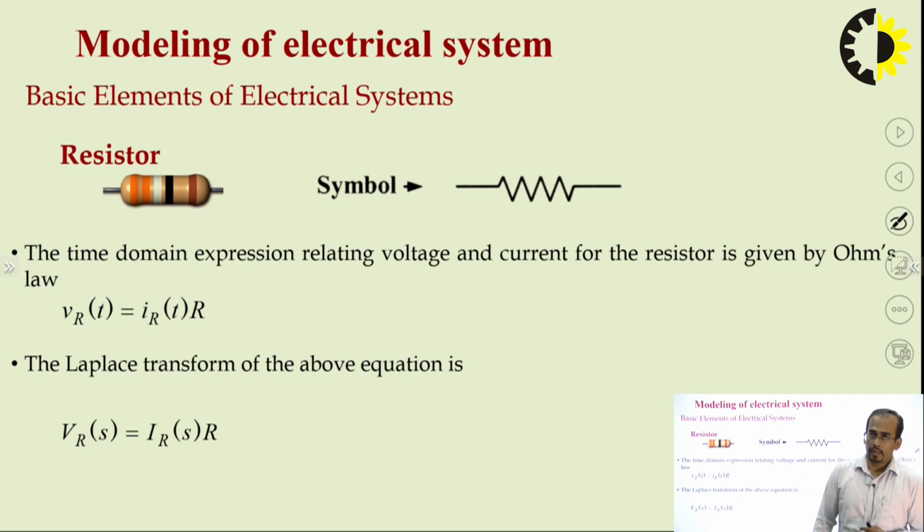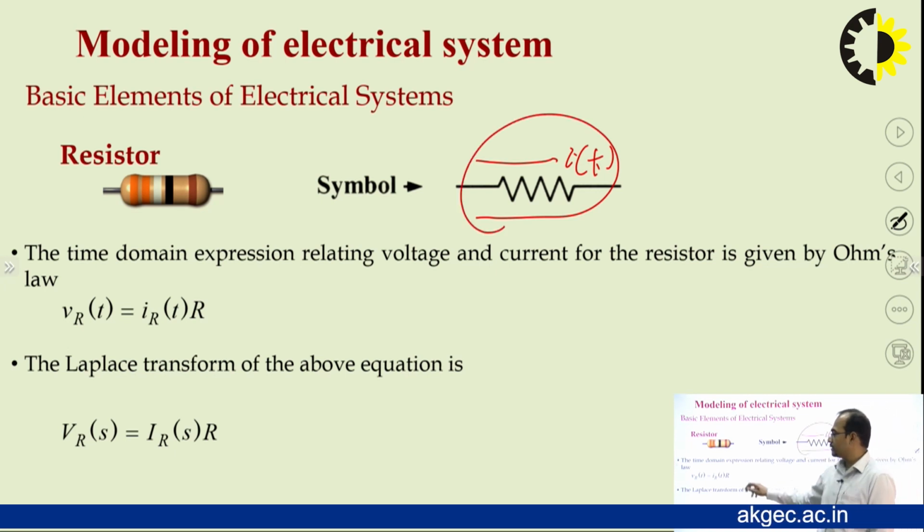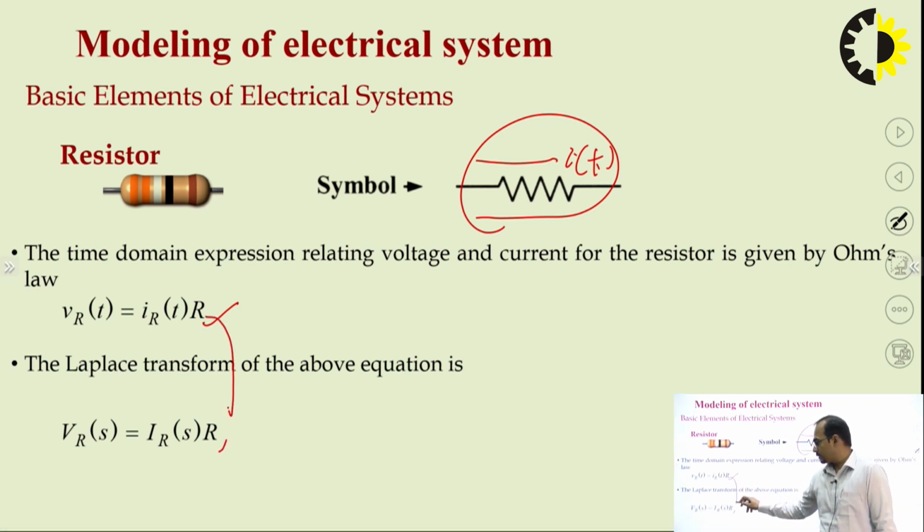In modeling of electrical systems, these are the basic elements. Resistor: the symbol used for resistance is this. If the current flowing through this resistance is i(t), then the voltage across this resistance will be v(t) = i(t) into R, and in the S domain we can write V(s) = I(s) into R. So, we have represented this in the S domain; I have replaced t by s.